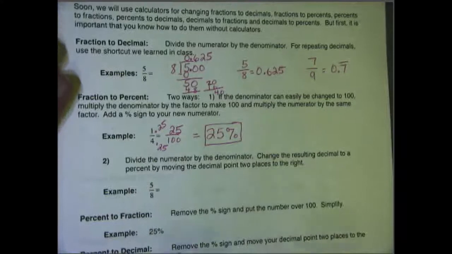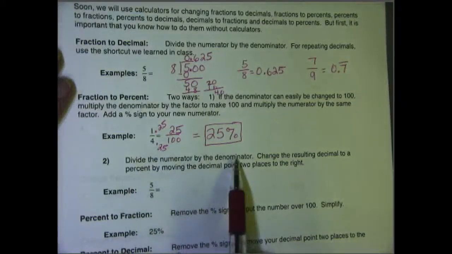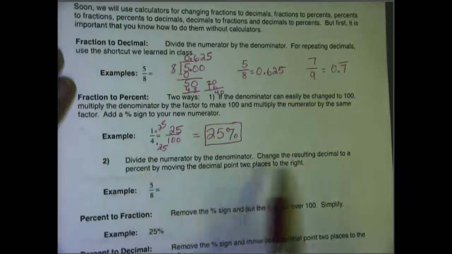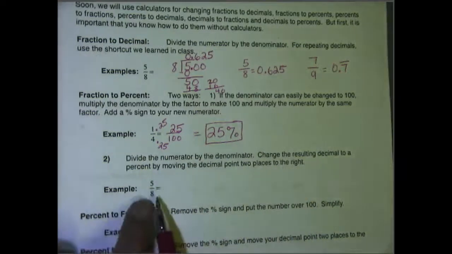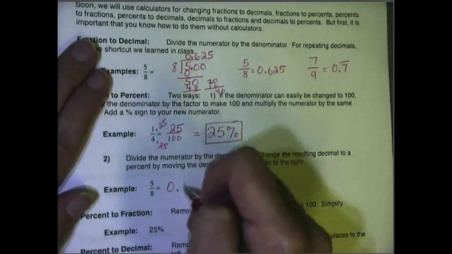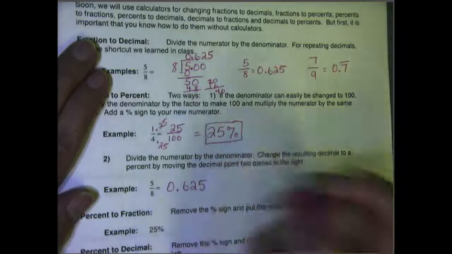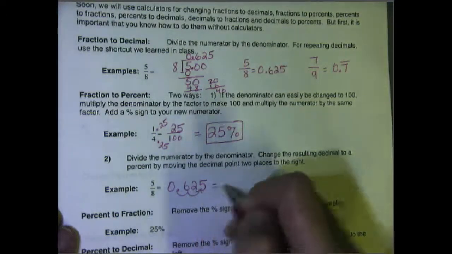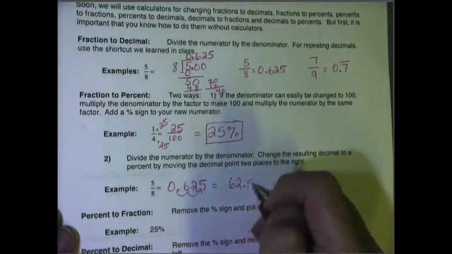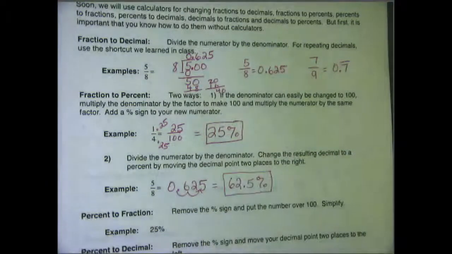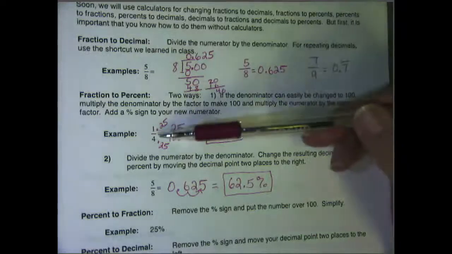The second way is to divide the numerator by the denominator, change the resulting decimal to a percent by moving the decimal point 2 places to the right. To save time, let's use the one we already did above. 5/8 we know equals 0.625 as a decimal. If I want to change it to a percent, I move my decimal point 2 places to the right, and now I have 62.5%. So you can do it either way on this one.